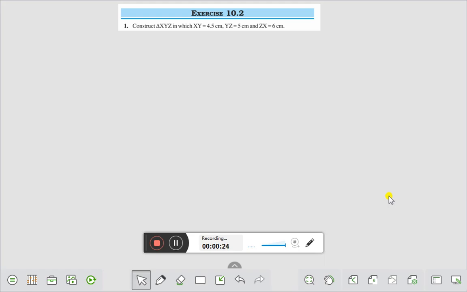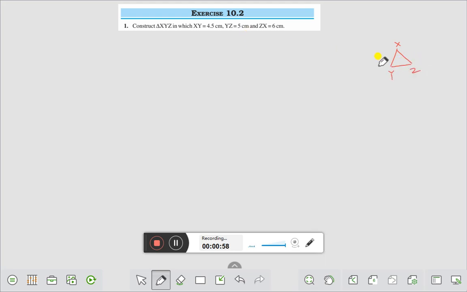First of all, you have to take one rough estimate of this triangle. Let us draw a rough triangle like this, XYZ, with vertices X, Y and Z.